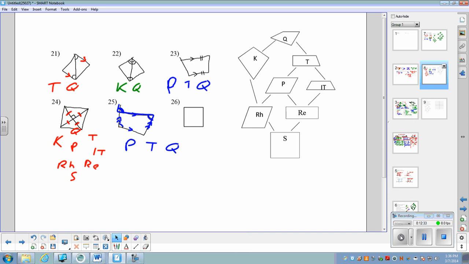26. What is this thing? What do we know about it? It has 4 sides. That's it. End of story. Don't trust your eyes, trust the markings.